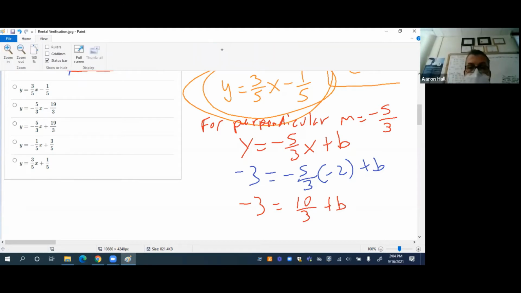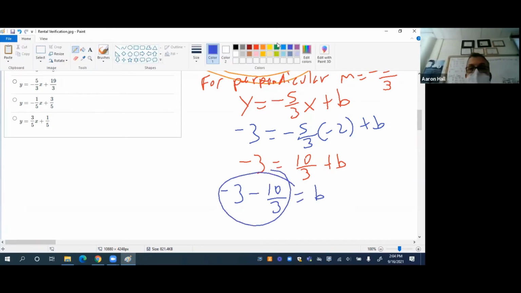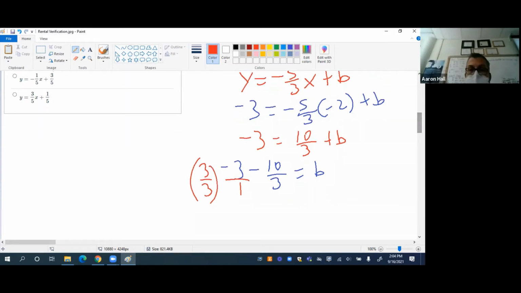Okay, and that gives me negative 3 minus 10/3 equals b. What's the rule when we subtract fractions? Yeah, this denominator right now is 1, right? Yeah, we're multiplying by 1 in the form of 3/3. That gives us negative 9/3 minus 10/3 equals b, okay?